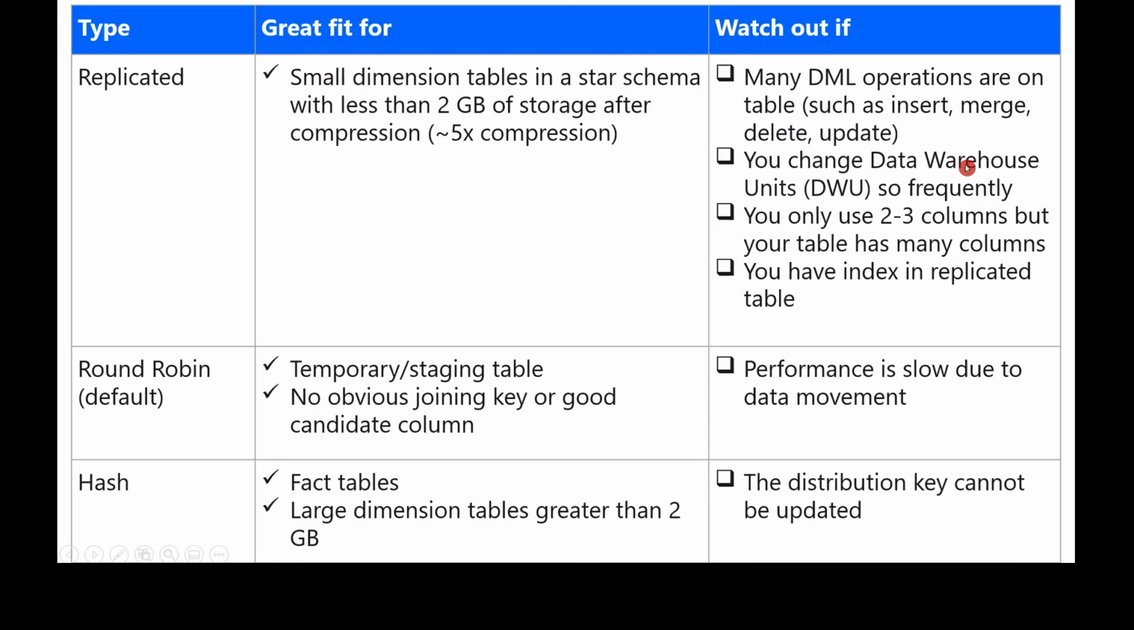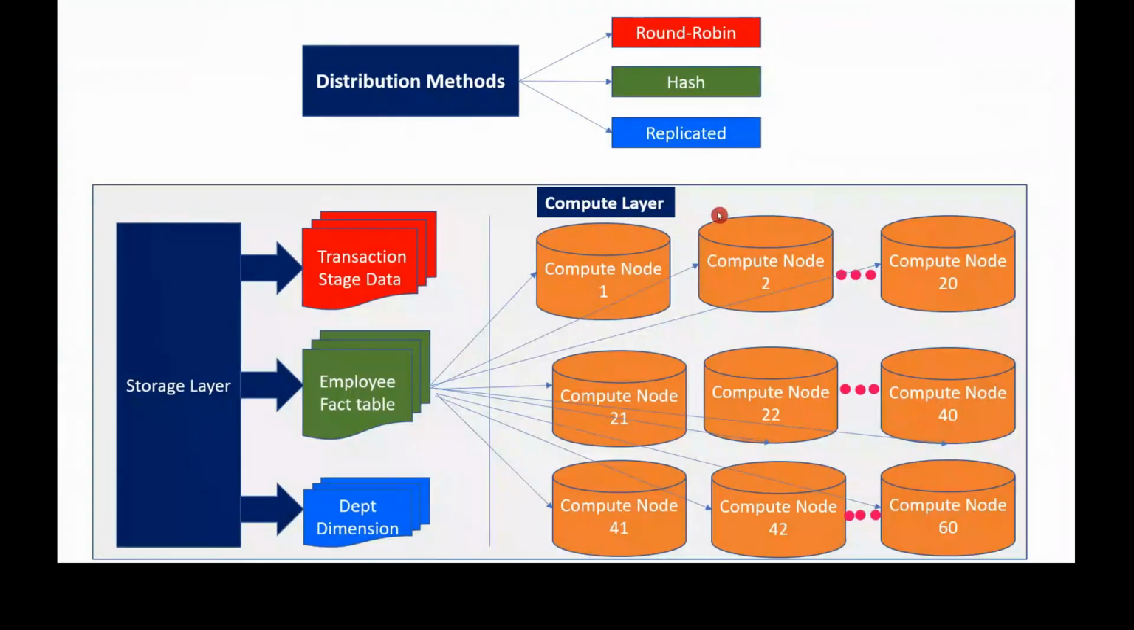The second one, you change the data warehouse units so frequently. I think in my previous video, I explained about data warehousing units. Data warehousing units is nothing but compute node. Each compute node is equivalent to 100 data warehousing units. And when we are working on full capacity, which means 60 compute nodes, then the data warehousing units would be 6,000 data warehousing units. So in case in our application, if you are going to change this compute node so frequently, then that is not suitable.